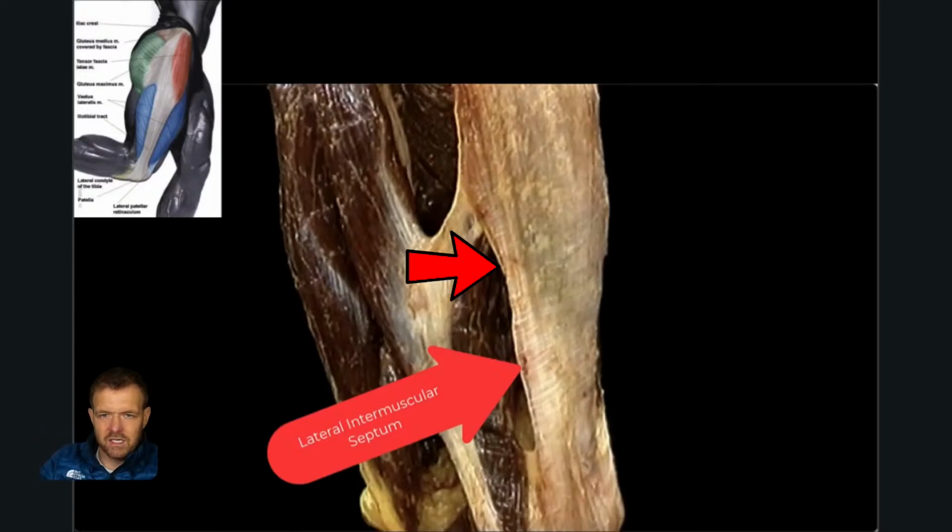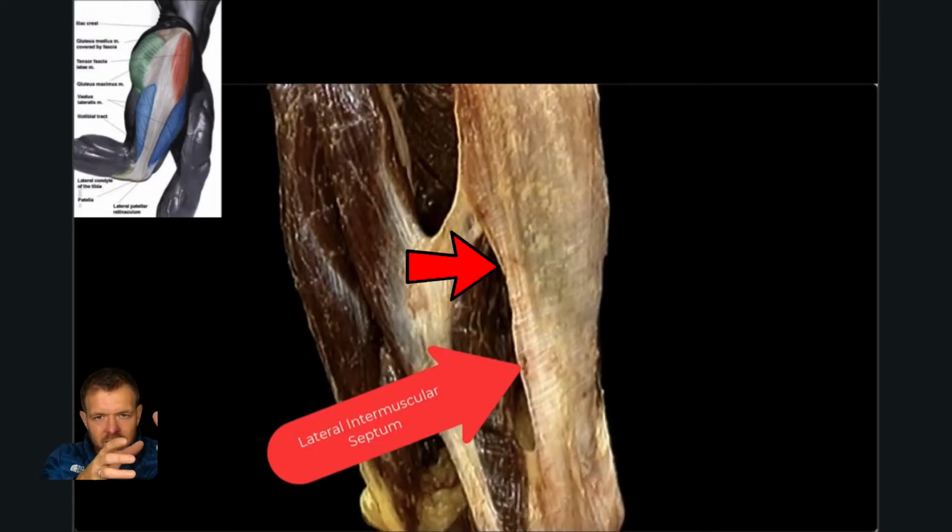It's a hedge. Okay, so if you imagine a farmer's field with lots of hedges, those are septums, dividing the field up into sections. That's exactly what happens here. So that lateral intermuscular septum attaches onto the femur, and it creates a compartment of the thigh.